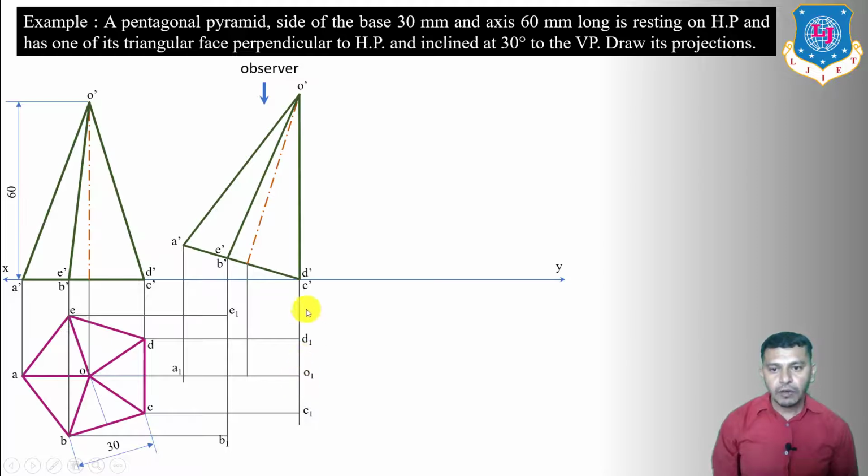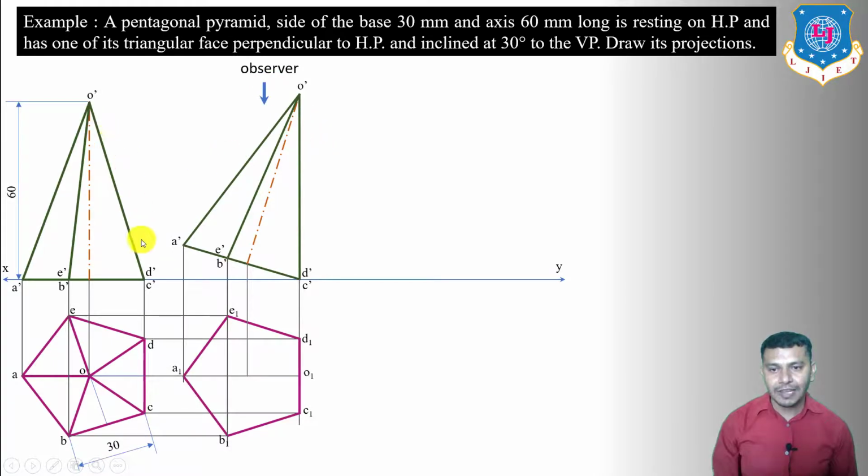Now first of all, we have to draw the outlines in the top view, and as you know, the outlines of the figure in the top view are going to be visible. So connect AB, BC, CD, DE and EA. These are the outlines of the figure, and outlines are always visible. Now the observer is going to observe this figure from this side.